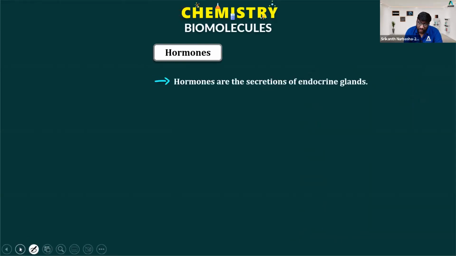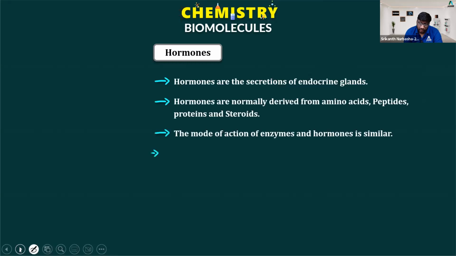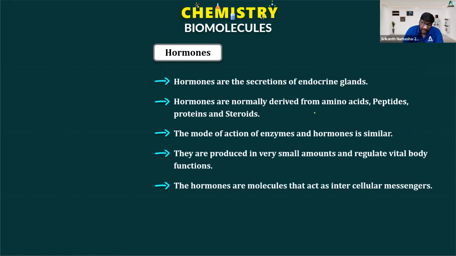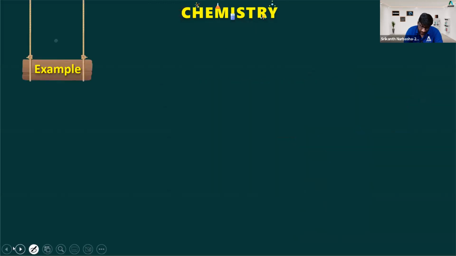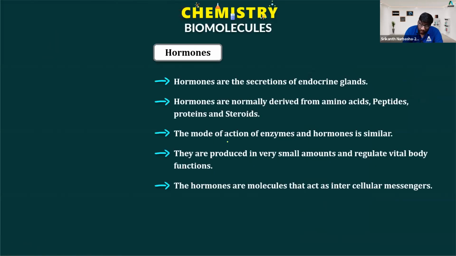Then comes the next concept, hormones. Hormones are the secretions of endocrine glands, and they are normally derived from amino acids, peptides, proteins, and steroids. The mode of action of enzymes and hormones is similar.